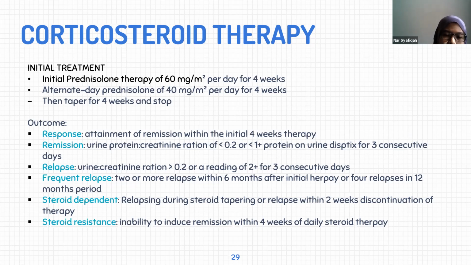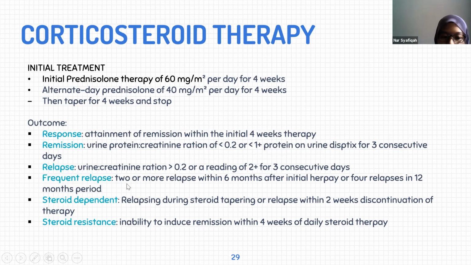So there are a few outcomes of this corticosteroid initial therapy. The first one is response. Response is defined as when the child attains remission within the initial 4 weeks of therapy. Remission is defined by urine protein creatinine ratio of less than 0.2 or less than 1 plus protein on urine dipstick for 3 consecutive days. Then we have relapse. Relapse is defined when urine protein creatinine ratio is more than 0.2 or a reading of 2 plus for 3 consecutive days.